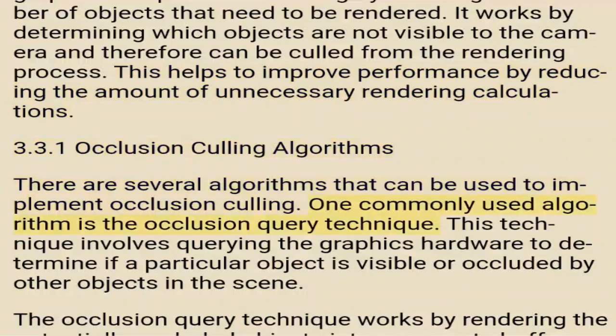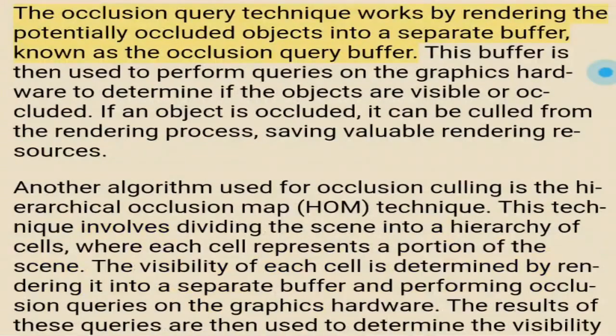One commonly used algorithm is the occlusion query technique. This technique involves querying the graphics hardware to determine if a particular object is visible or occluded by other objects in the scene. The occlusion query technique works by rendering the potentially occluded objects into a separate buffer, known as the occlusion query buffer. This buffer is then used to perform queries on the graphics hardware to determine if the objects are visible or occluded. If an object is occluded, it can be culled from the rendering process, saving valuable rendering resources.